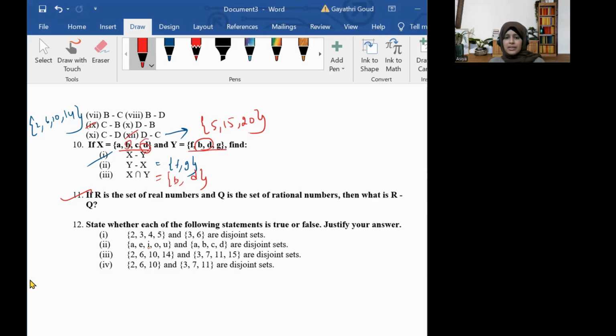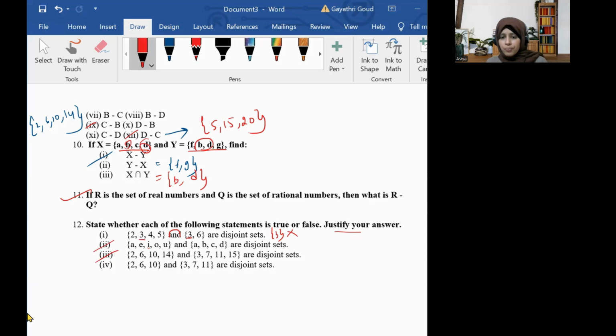State whether each of the following statements is true or false. Justify your answer. Now, {2, 3, 4, 5} and {3, 6} are disjoint sets. What do you mean by disjoint sets? Their intersection should give me a null set. No, there is something common. So the answer is 3. It is not a null set, so this is not a disjoint set. What is the answer? How do I justify my answer? As the intersection of these two sets is 3 and not a null set, hence it is not a disjoint set. Now I think you can do second and third.